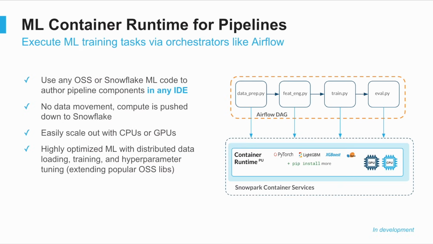So as for ML container runtime for pipelines, we can execute ML training tasks via orchestrators like Airflow. You can use any OSS or Snowflake ML code to create pipeline components, and this can be done in any IDE of your choice. There's no need for data movement as all the compute is pushed down to Snowflake. Scaling is effortless, whether you need CPUs or GPUs to handle your workloads, and the solution is highly optimized for machine learning, leveraging distributed data loading, training, and hyperparameter tuning, all while extending popular open source libraries for even better performance.